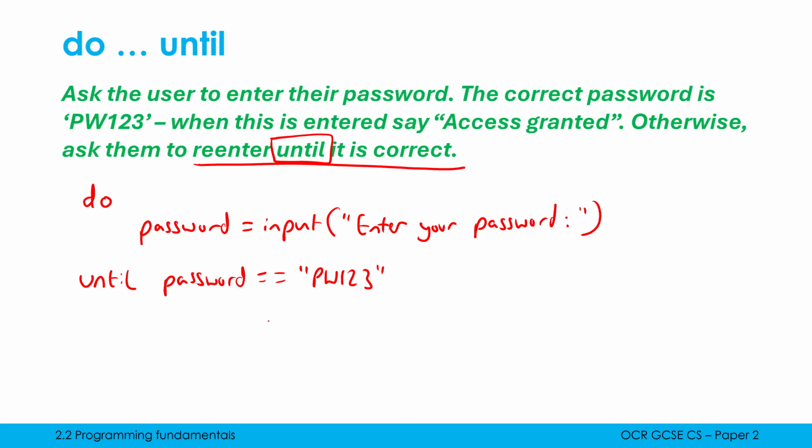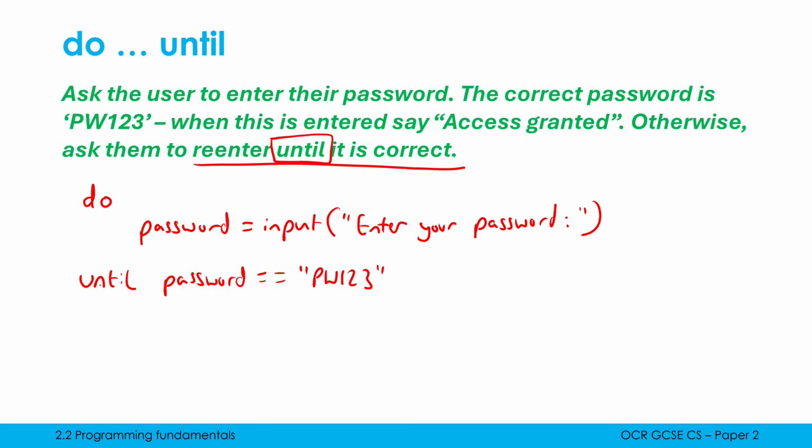So the way I talk to my students about this is I tend to say, well, a do until loop is framed in quite a positive way. We want it to be equal to PW123. Whereas a while loop is quite a negative way of framing it. In a while loop, we would say something like while password is not equal to PW123. Do until, quite optimistic, quite positive. While loop, a bit more pessimistic. It focuses on what we don't want to happen.